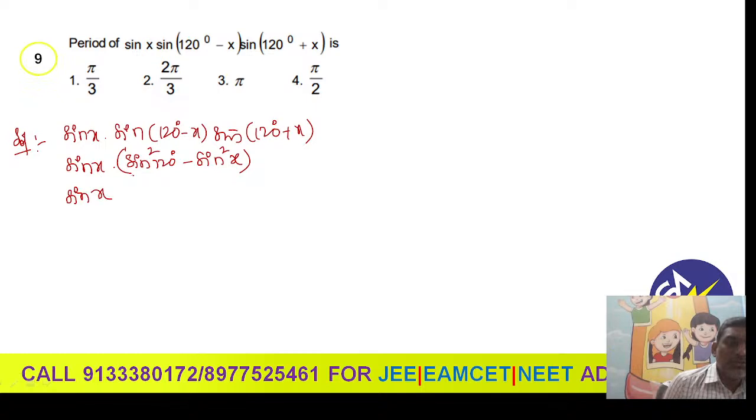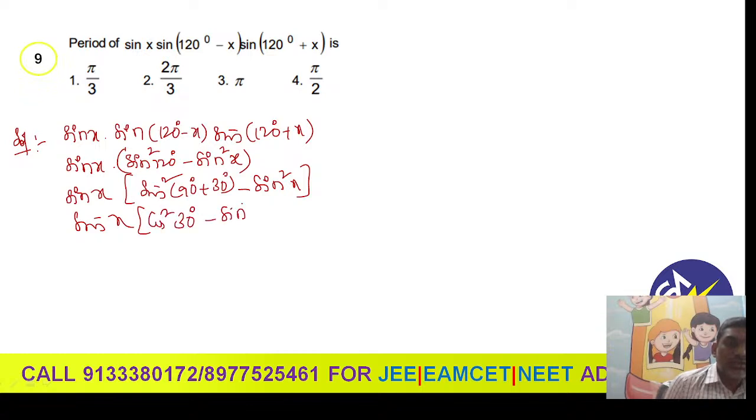So sin x into, what is this, sin square 120? This is sine of 90 plus 30. 120 means sine of 90 plus 30 a whole square minus sin square x. And what is this sine of 90 plus 30? It is cos square 30 degrees minus sin square x. So sin x into cos square 30. Cos 30 value is root 3 by 2, root 3 by 2 whole square, that is 3 by 4 minus sin square x. Then you multiply with sin x, so that you get 3 sin x by 4 minus sin cube x.